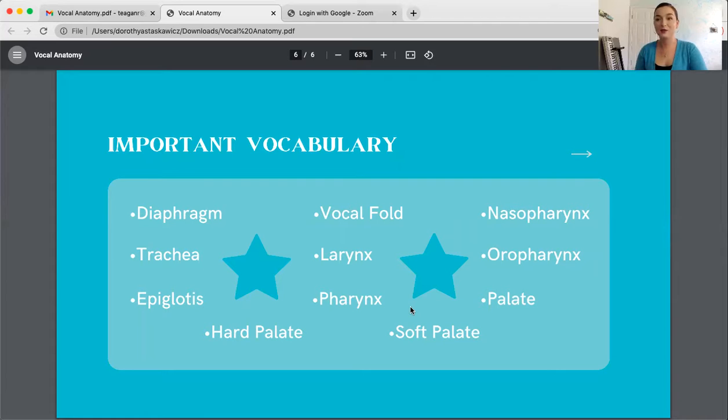And so sometimes vocal instructors will tell you to raise your soft palate, which you don't even think that you have control of that part of your body, but you do. And it's really cool. But so all of these words you can find on the diagrams in this presentation.